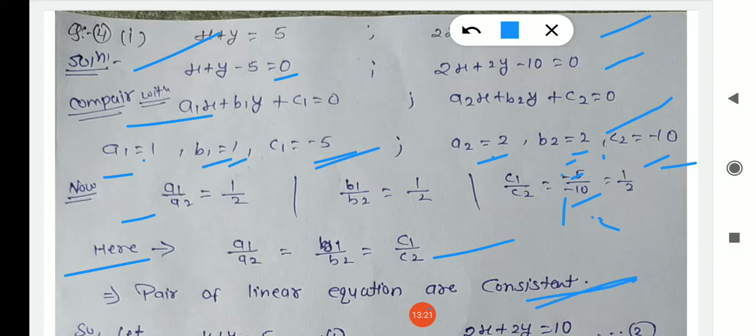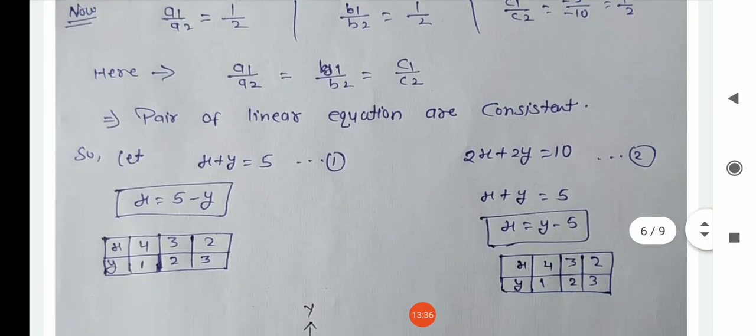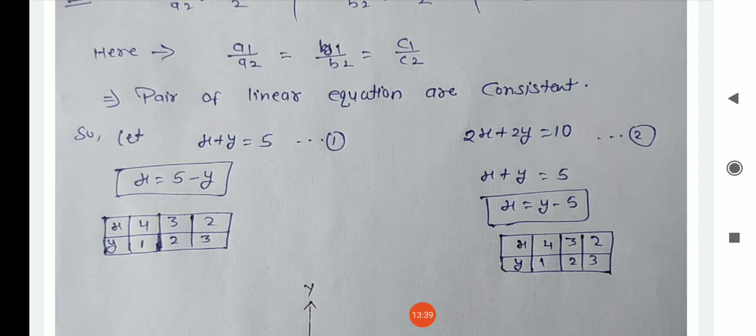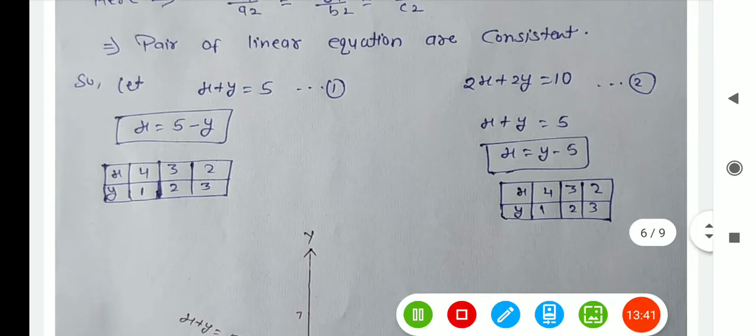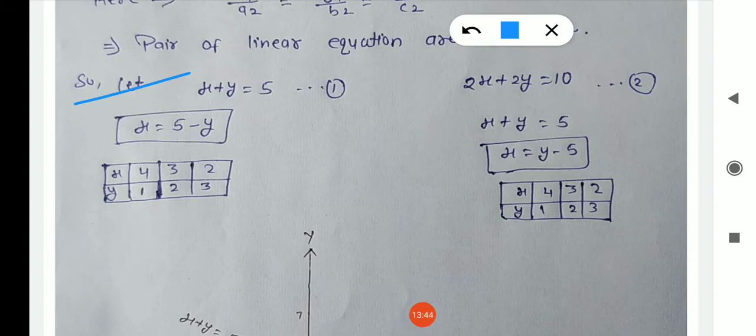In case of consistence, we find the solution graphically. So if it is inconsistent, then we omit this question. Okay. In case of consistence, we do the following process by solving graphically. So pair of linear equation is consistent. So by equation first x plus y equal 5 and second is 2x plus 2y equal 10. So here x equal 5 minus y. So we put value of y and we get value of x. So we put y equal 1, so we get 5 minus 1 equal 4.